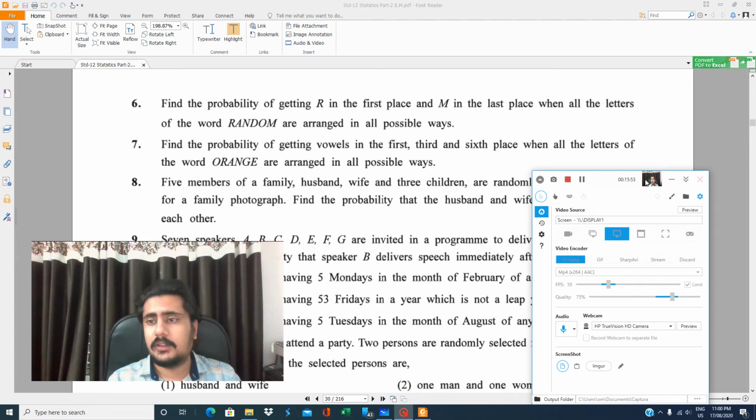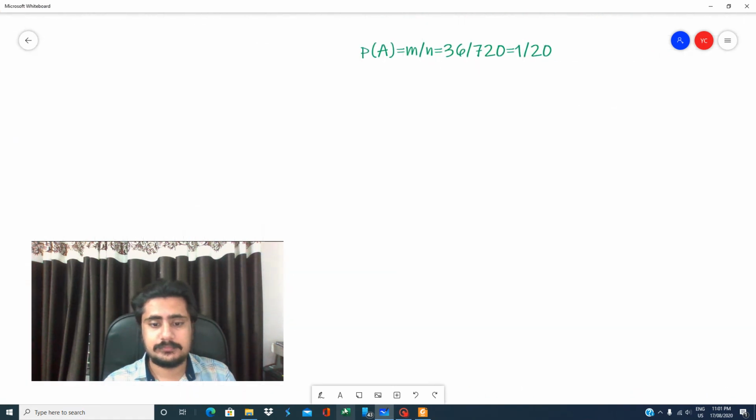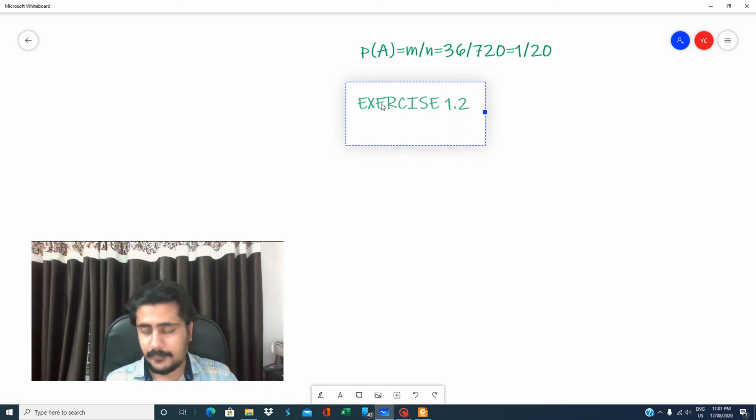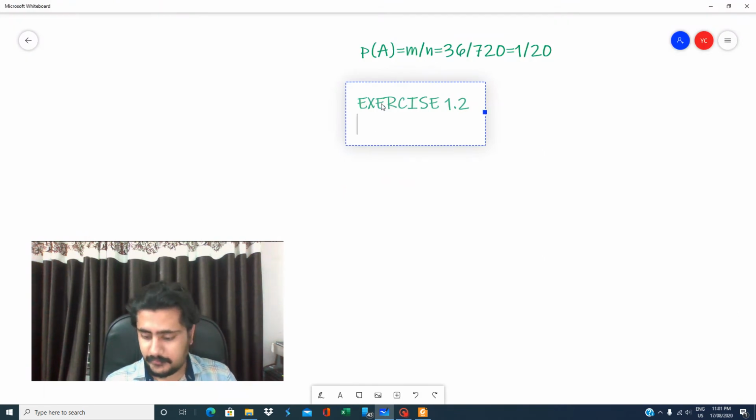Now let us find the solution for the eighth question. Let me read the eighth question. Five members of a family, husband, wife, and three children, are randomly arranged in a row for a family photograph. Find the probability that husband and wife are seated next to each other. It's exercise 1.2, sum number 8.